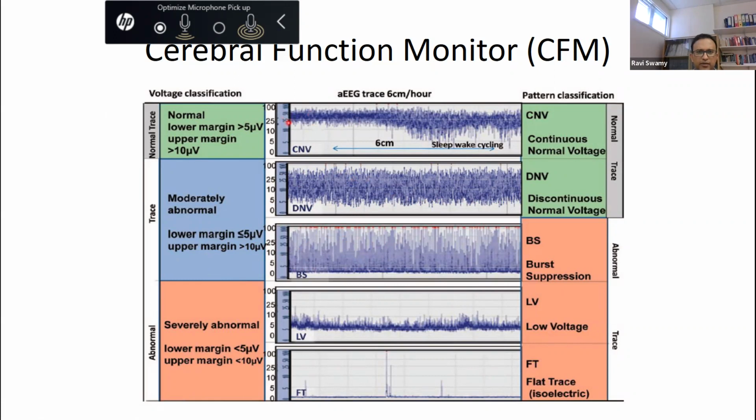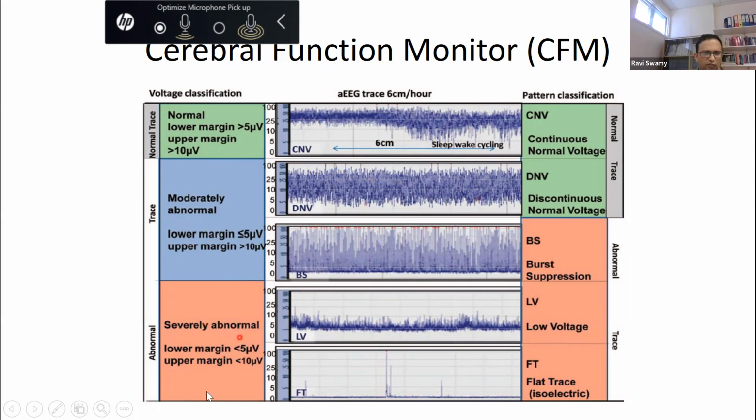In normal, you get a small band. In severe, also you get a small band. The only difference is that in the normal, the band is well above 5 and 10, and in severe, the band is well below 5 and 10. That's all. Moderate is very easy to identify. You get a broad band. Okay, so that is moderate.